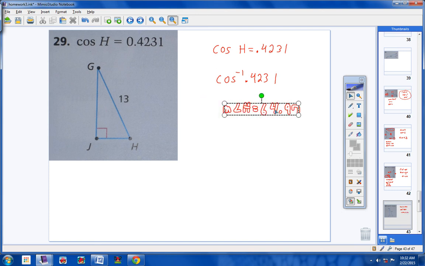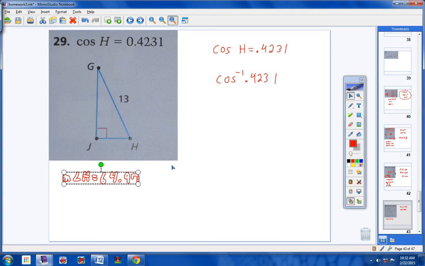Alright, that's the measure of angle H. Now, we can quickly find the measure of angle G by saying we have what? 15.03 degrees, I believe that's correct. Or would it be 25? 25. Alright, so the measure of angle G is 25.03.